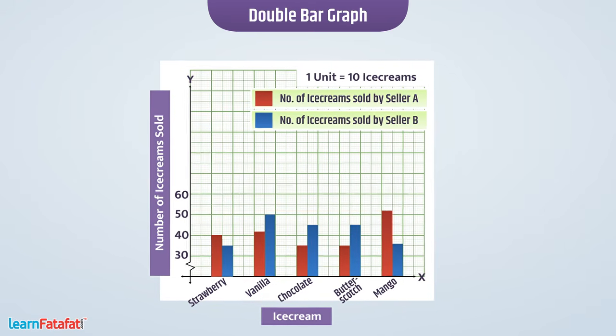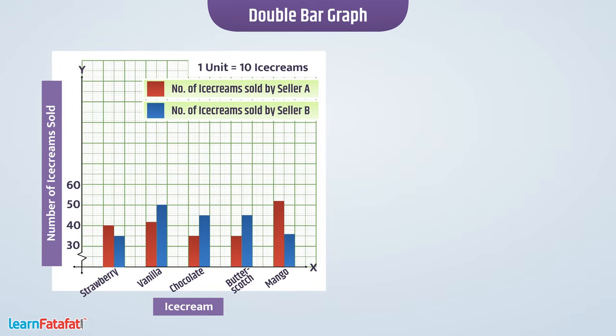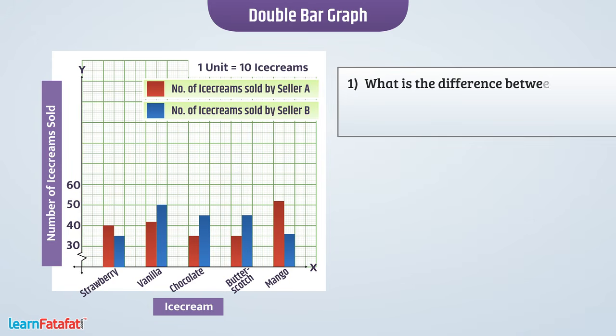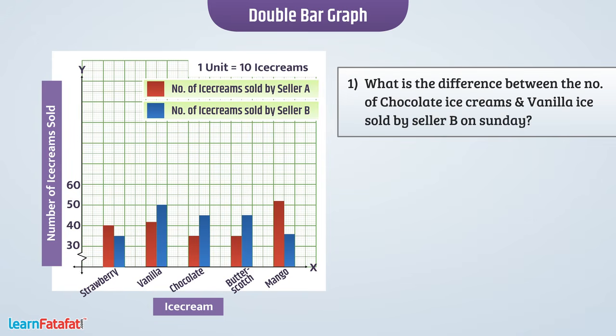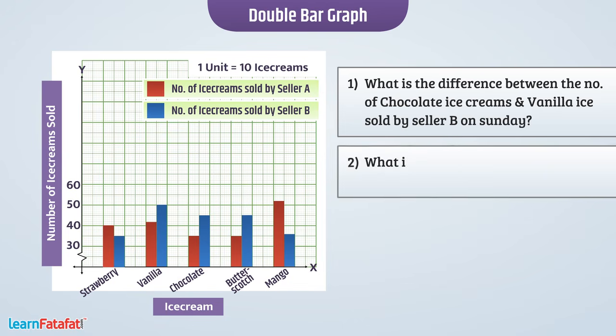Now, try to find the answers of following questions using this double bar graph. What is the difference between number of chocolate ice creams and vanilla ice cream sold by seller B on Sunday? What is the average of ice cream sold by seller A? I hope you can easily give answers to these questions.